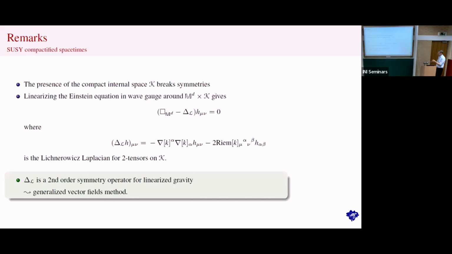But that acts component-wise on the metric when you're in wave gauge. Because it commutes with this, which is the linearized operator. And so in that sense, it's a symmetry operator.